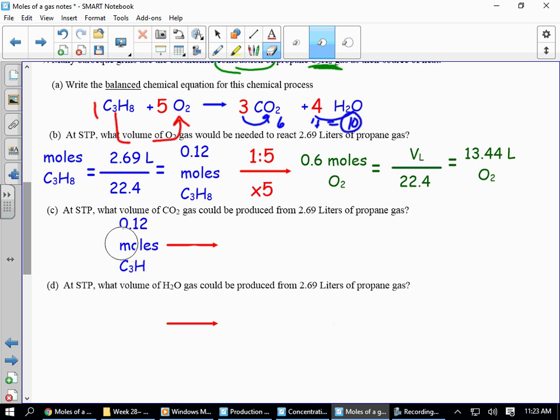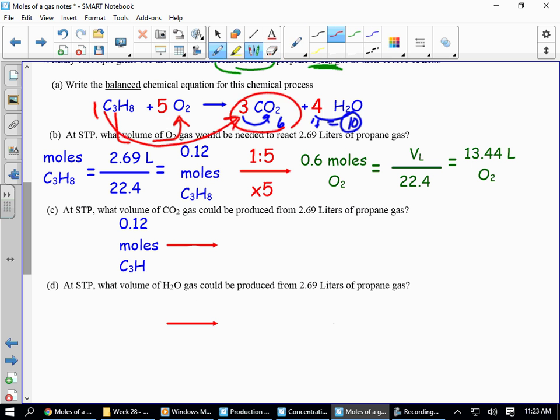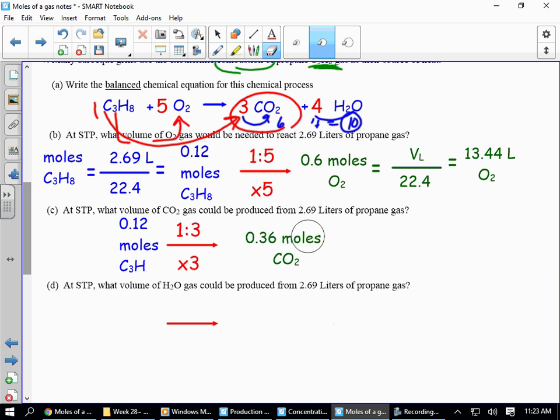Alright, so I have the same amount of gas, so I'm going to keep that there. But now I want to know what volume of CO2 gas is going to be produced. I have a 1 to 3 coefficient ratio here. Multiply my moles by 3. And again, it wants to know volume. So I'm going to multiply that by 22.4. Stop the program and see if you can finish the last one.